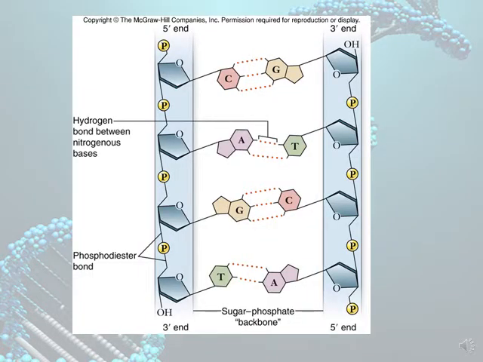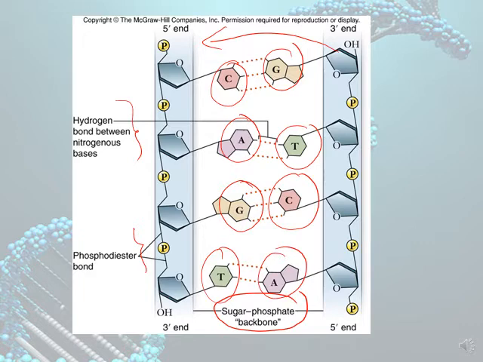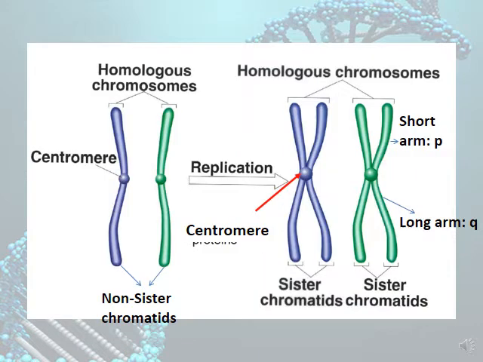Here in the DNA, we have the hydrogen bond between the nitrogenous bases, the phosphodiester bond, the sugar phosphate backbone, and we have the 5 prime. In the second strand we have the 3 prime. So here we have C, cytosine, which is complementary with guanine, A, adenine with thymine, guanine with cytosine, and thymine with adenine. So they are complementary, and we have the sugar phosphate backbone.